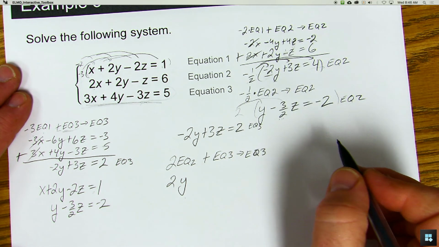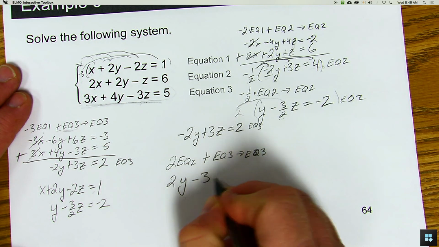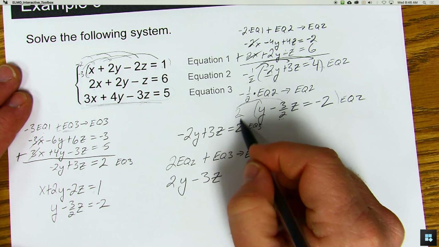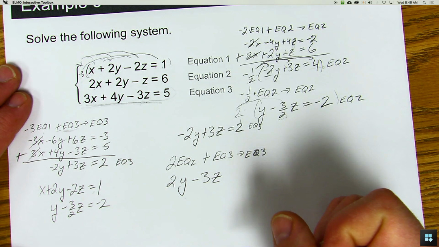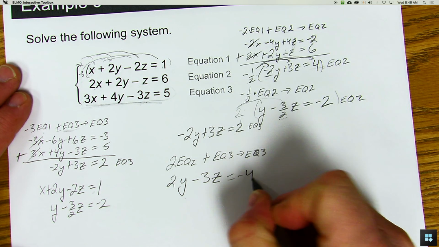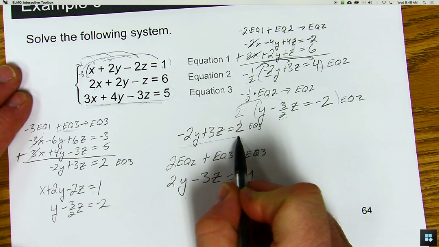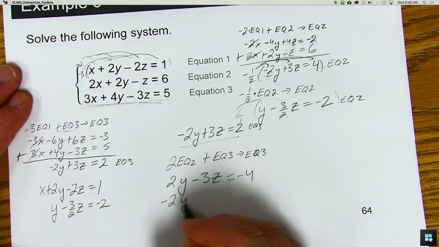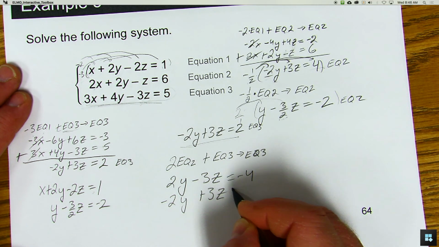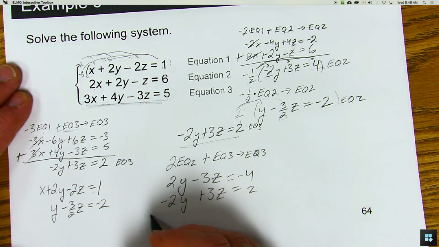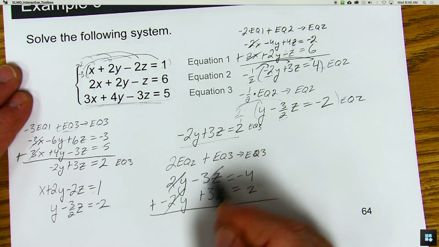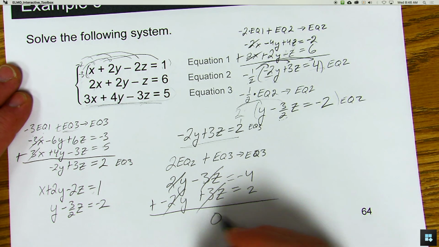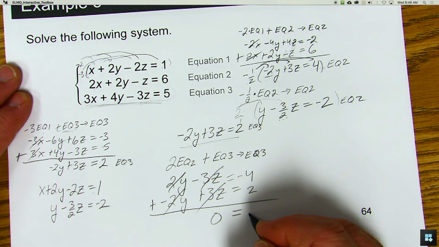2 times negative 3 halves would be a negative 3z, because this is like 2 over 1. So it'd be negative 6 over 2, which reduced down to negative 3, equals negative 4. And now I take equation 3, which is this guy right here: negative 2y plus 3z equals 2. We add those together. This cancels. This cancels. We get 0 equals negative 2.